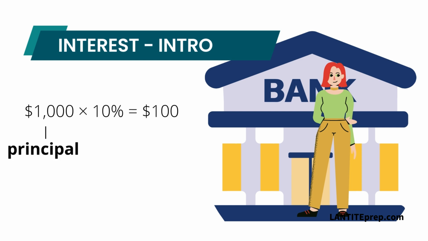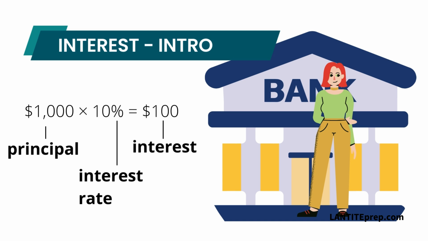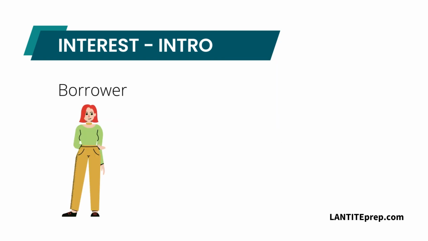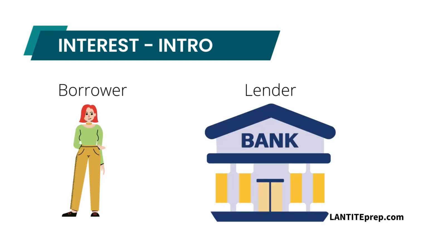For your LANTITE exam, keep the following terminology in mind. The $1,000 is what we call the principal. The 10% is called the interest rate, and the $100 paid to borrow the money is called the interest. Regarding the parties involved, Alice is the borrower and the bank is the lender.